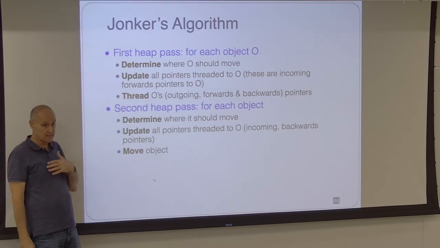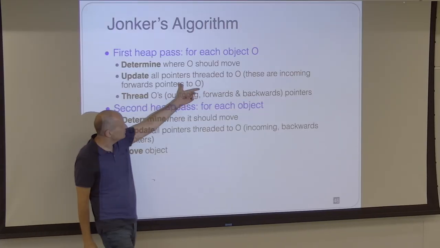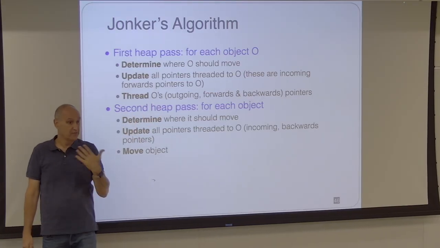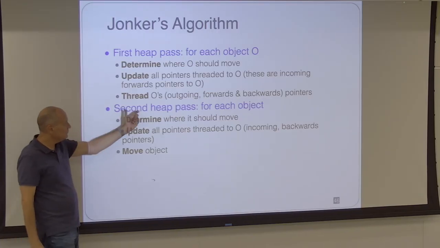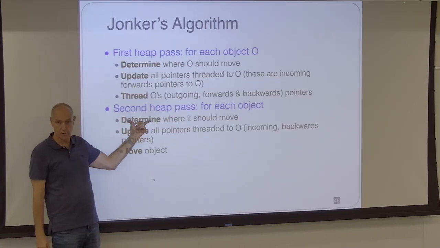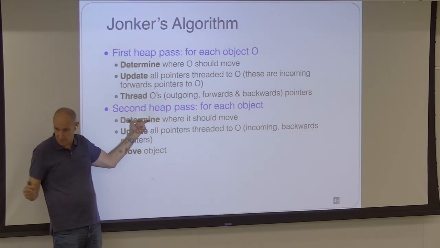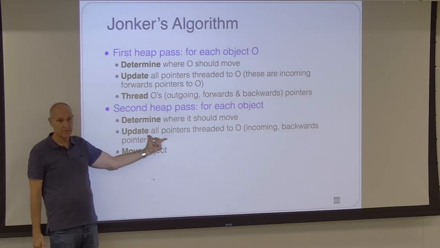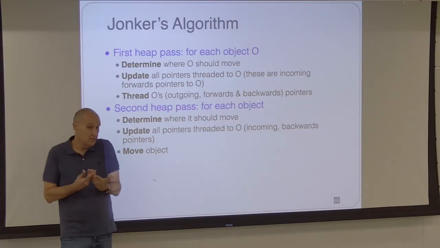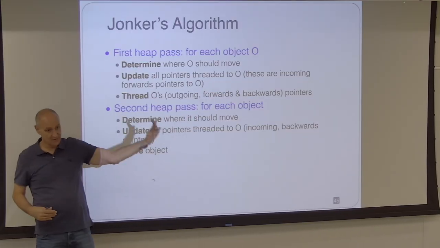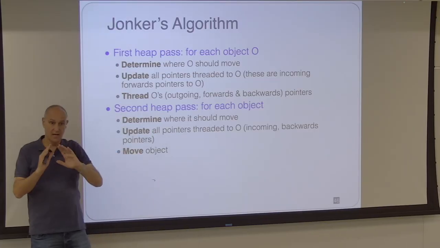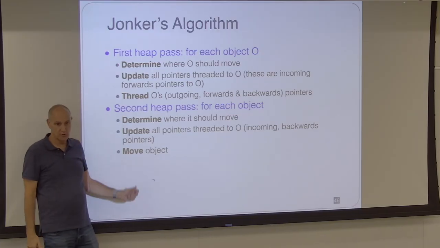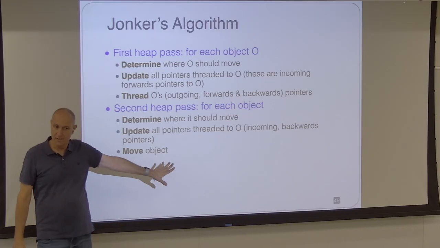And I can analyze and say that all forwards pointers to the object have been handled, and all backwards pointers to it have been threaded to it, but not yet handled. Now I do a second pass. For each object, I first determine where it should go, and that's because I just accumulate the space before it. And then I update all the pointers that are threaded to it, which now I know are the backwards pointers, right? All the backward pointers are now threaded to it. I go to them and I fix them, and then I move the object. Okay, this is the algorithm. Let's do another example.